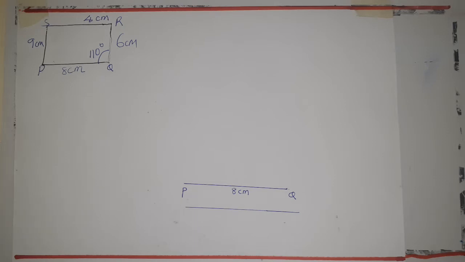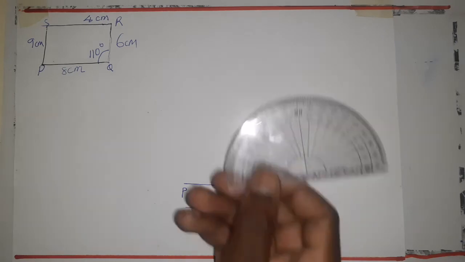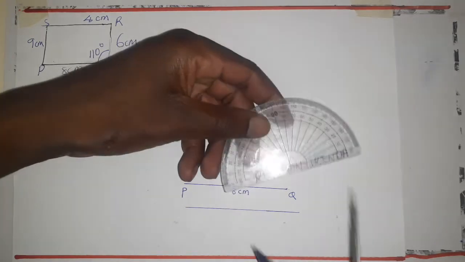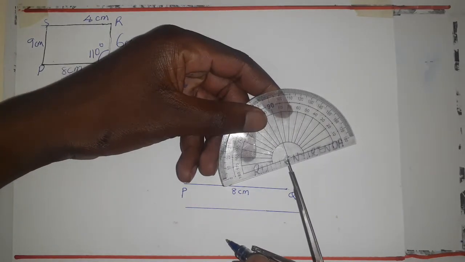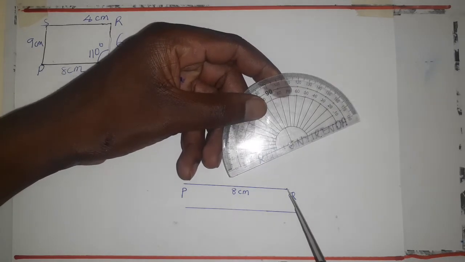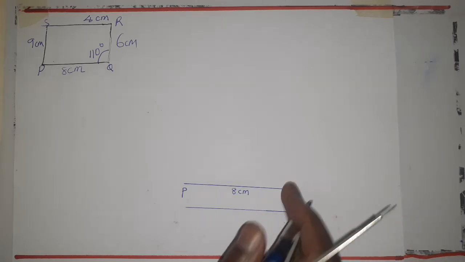What is the next thing that we're supposed to do? We are supposed to measure this angle here. Are you following me? And we use our protractor. How do we do it? This point here should be at the angle center. Remember the angle that we are looking at is PQR, which is given as 110 degrees. So this angle must be what?